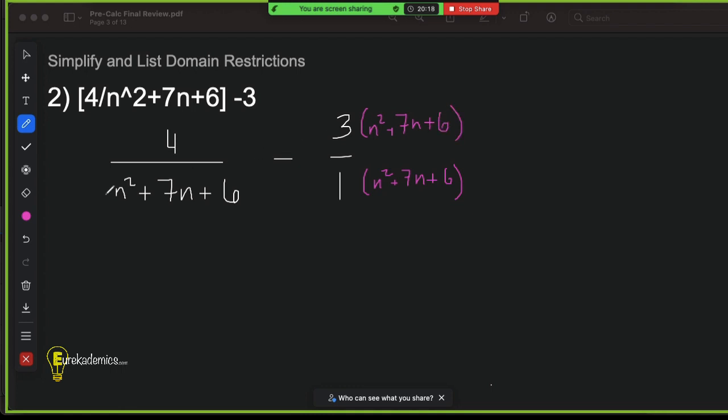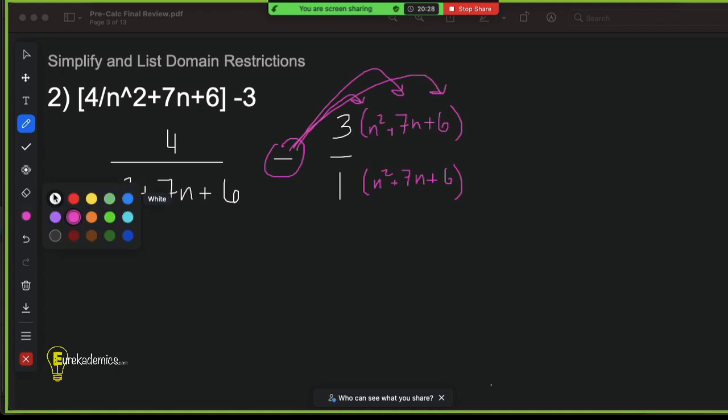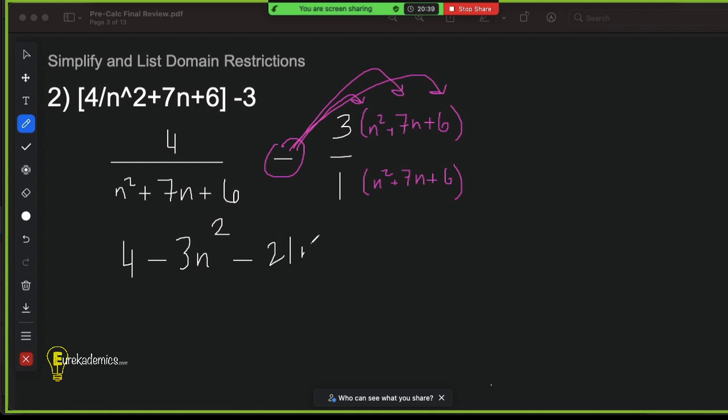Good. And then keep in mind that this is going to be a negative 3 that we're going to distribute into each of these terms. That way it'll line up nicely with this 4. So if I do that properly, I'll get 4 minus 3n squared, minus 3 times 7, negative 21, n. And then 3 times 6, minus 18, minus 18.